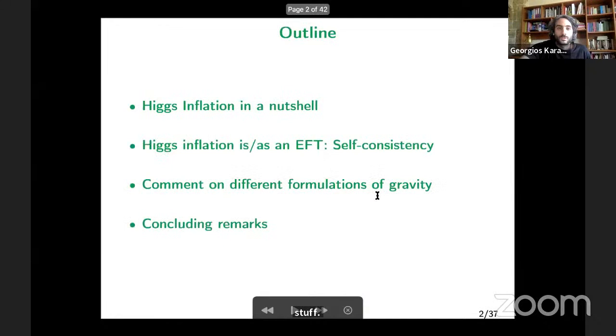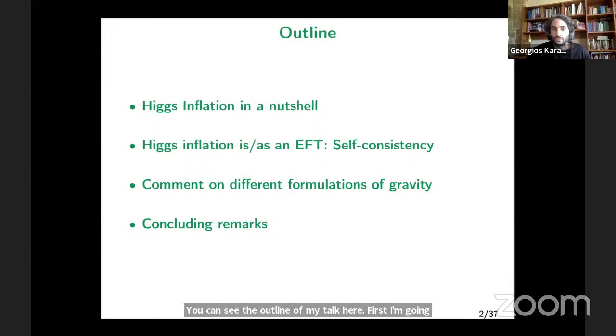You can see the outline of my talk here. First, I'm going to give a brief introduction to the basics of Higgs inflation needed in order for my talk to be self-consistent and for you to be able to follow the main part, which is the self-consistency from the effective theory point of view. Then I'm going to briefly comment on different formulations of gravity, particularly the Palatini formulation of gravity, and what happens there, what changes and what does not change. And then I'm going to conclude.